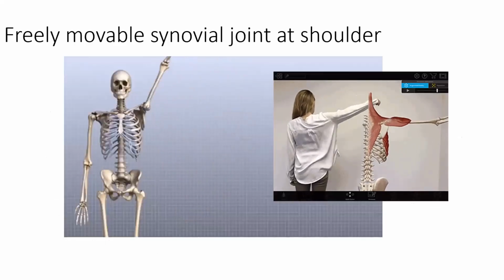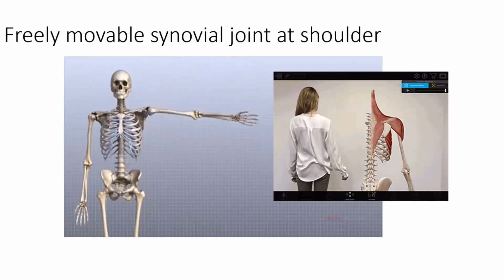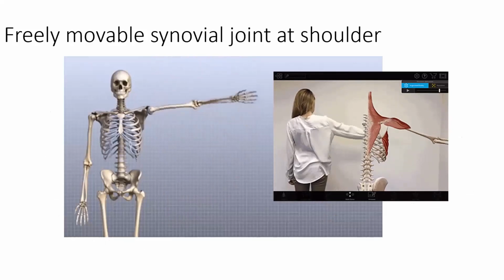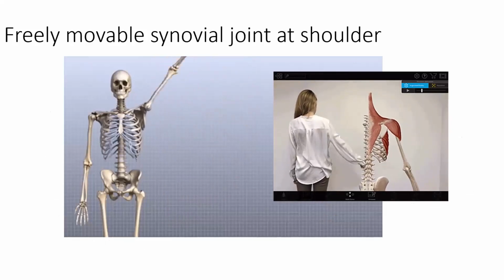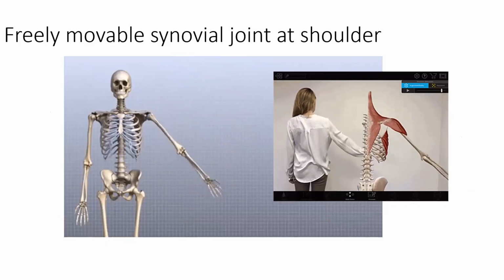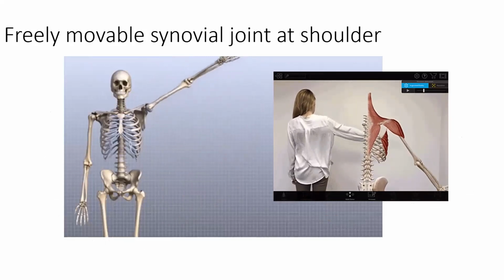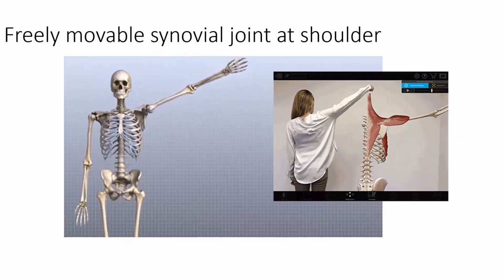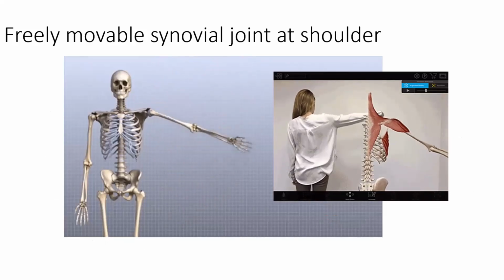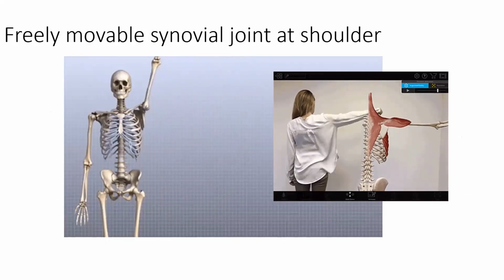Here's an example of what happens at our shoulder. Look at the range of motion you get with that synovial joint at the shoulder. You can take your arm and rotate it almost a full 360 degrees all the way around. We have to bend it a little bit to make the full circle. But we have a great range of motion here.